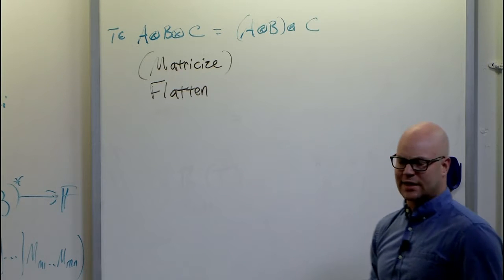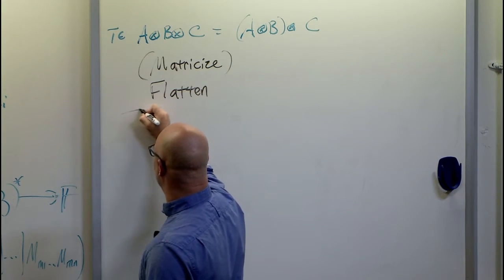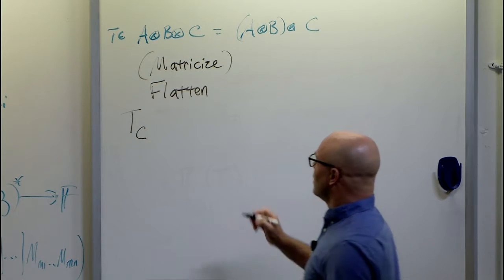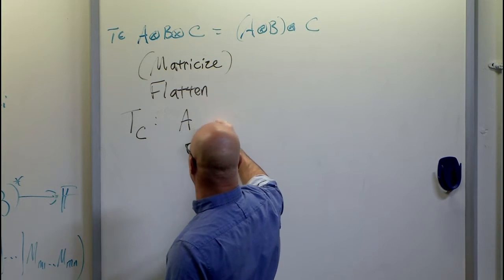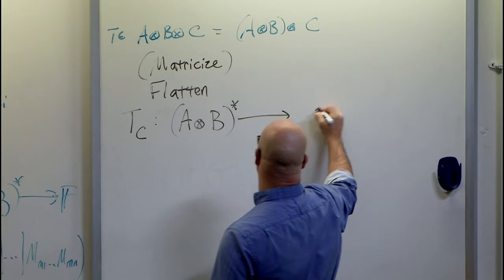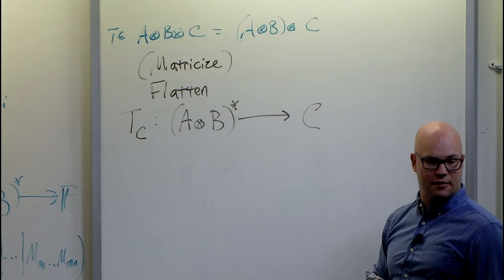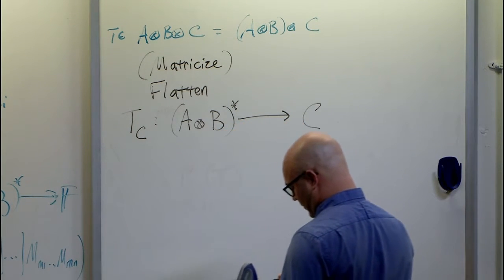Okay, so matricize is taking a tensor and making it into a matrix, but I'm actually going to call it a flattening. So we're going to write T sub C as a linear map. Now looking at this space exactly the same way as we thought of a matrix as a linear map, I ignore the extra structure on A tensor B, think of it as a vector space, and now I can write a matrix by the same process that I did before.